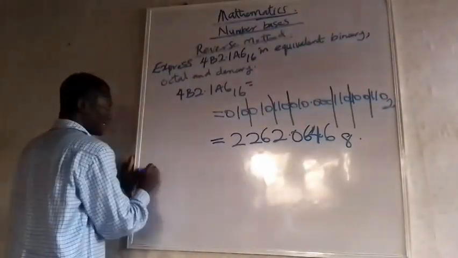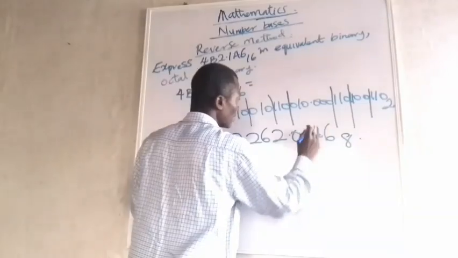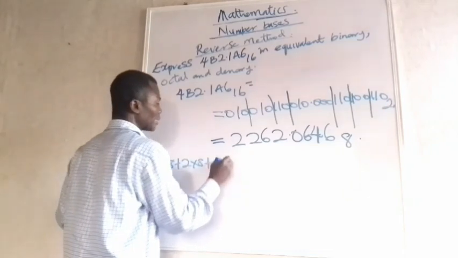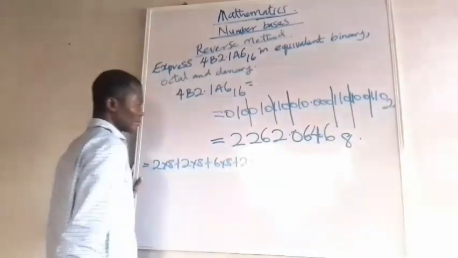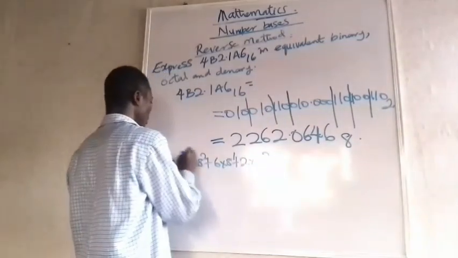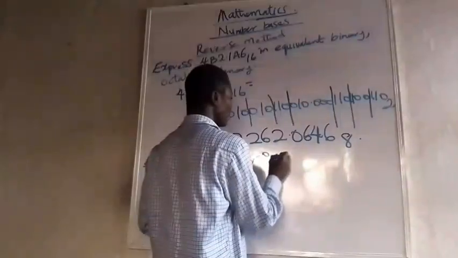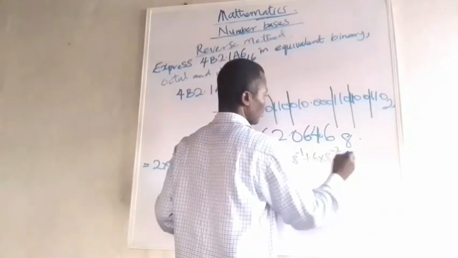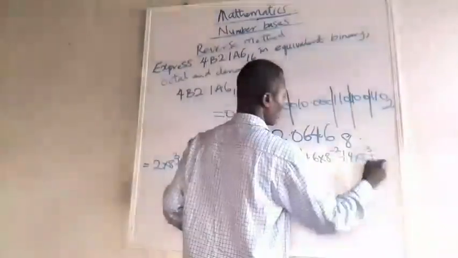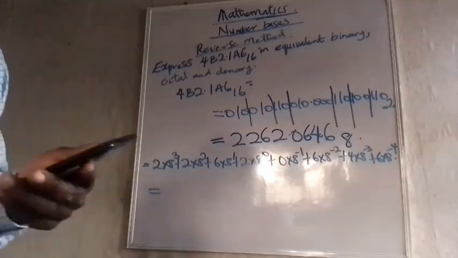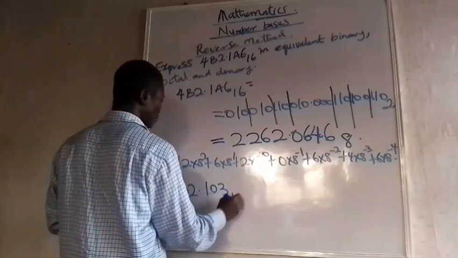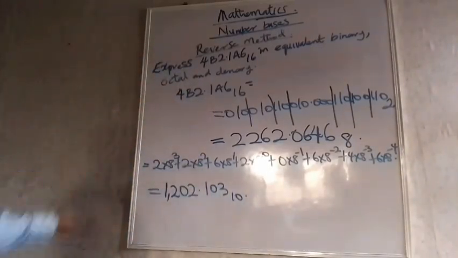Convert this to base 10. So it will now be equal to 2 times 8 plus 2 times 8 plus 6 times 8 plus 2 times 8. So let's do it like this: 0, 1, 2, 3. For this portion, I'm going to have 0 times 8 raised to power minus 1, plus 6 times 8 raised to power minus 2, plus 4 times 8 raised to power minus 3, plus 6 times 8 raised to power minus 4. Now that's what the calculator will give us. So the answer is 1202.103. So you can see, it's just like playing a game from one point to the other.